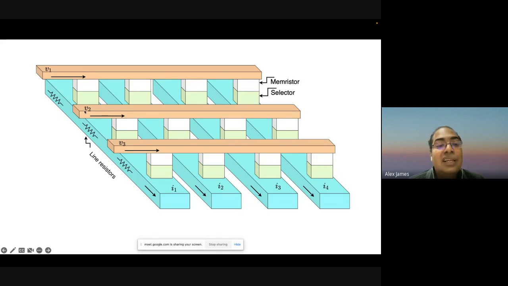And in a sense, a single column of the crossbar will indicate a neuron in a neural network, and the entire crossbar simply resembles one layer of a neural network.